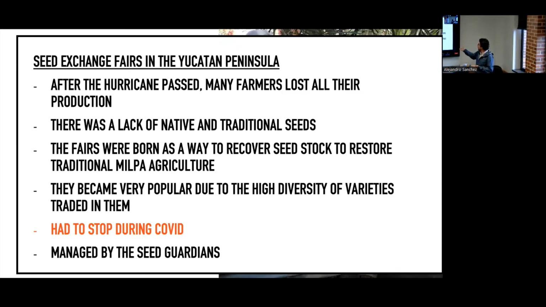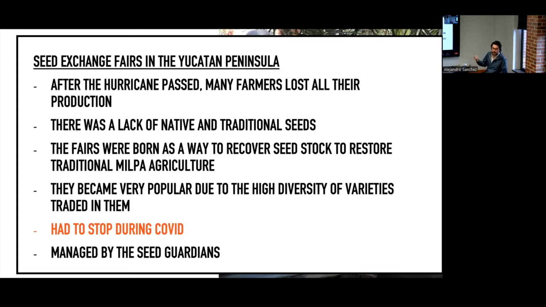When the hurricane passed, many farmers lost all their production, and there was a lack of native and traditional seeds. Those fairs were born to recover all their seeds, but they became very popular because the farmers started to realize that farmers in other parts of Mexico had seeds that they hadn't seen in many years. They were like, "Oh my God, I thought I had lost this seed, but people in other parts of Mexico have it," and they were very excited.